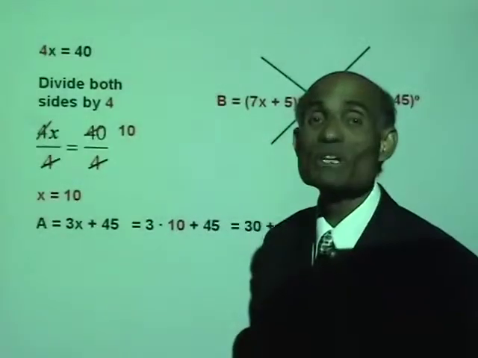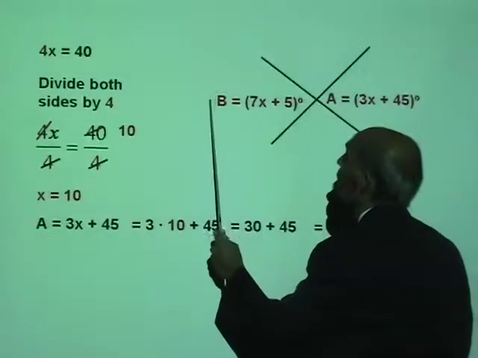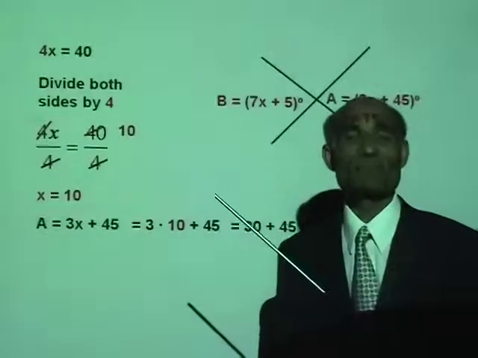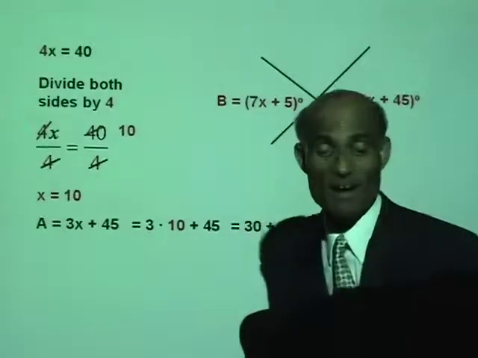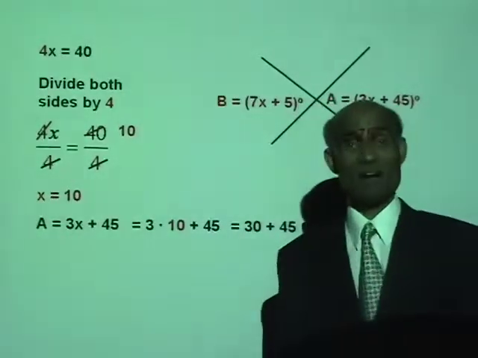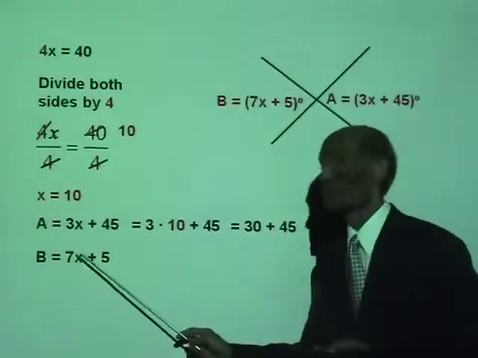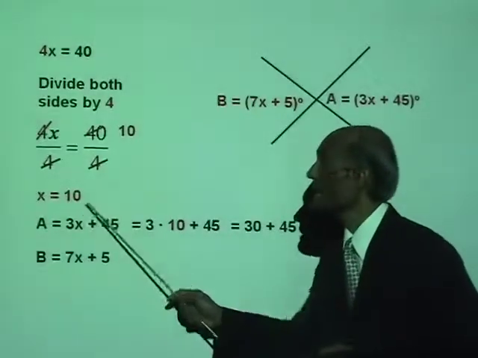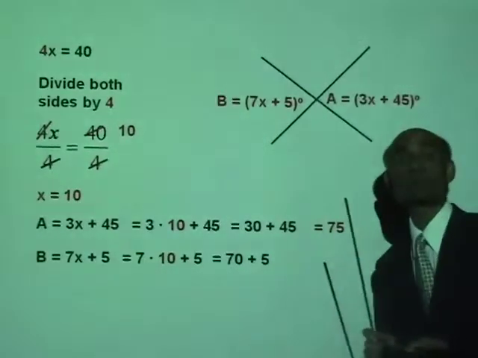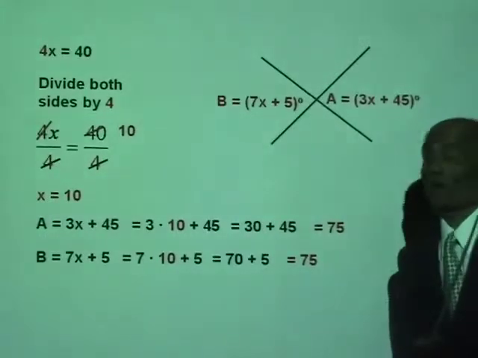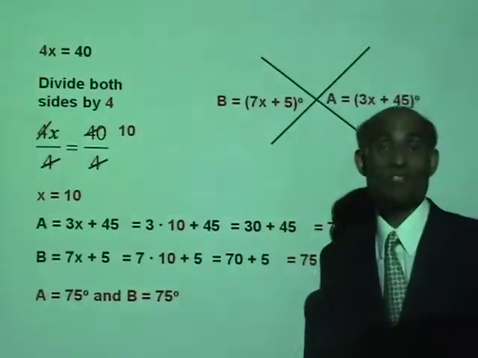Tell me, what will be the measure of angle B? If the measure of A equal to 75 degrees, what will be the measure of angle B? They are vertical angles, they are both equal. If A equal to 75, B also equal to 75. You want to check it? Well, B equal to 7x plus 5. So replace your x by 10. That will be 7 times 10 plus 5. That is 70 plus 5 is 75. Okay, let's move on. So the two angles are 75 degrees each. They are equal.